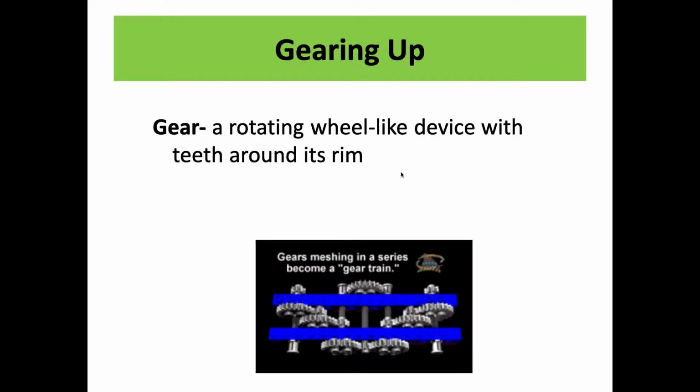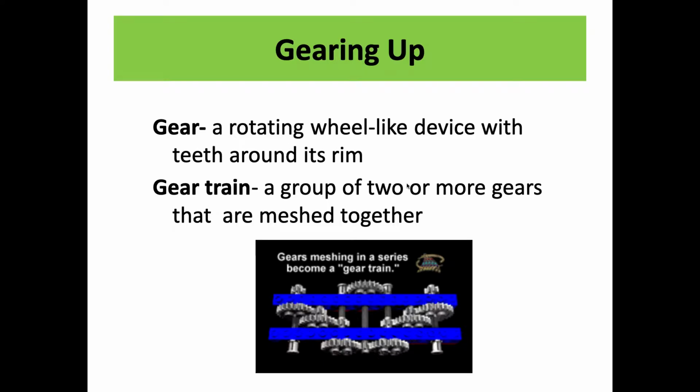Today we're going to do lesson 4 on gears. So gears are going to be a rotating wheel-like device with teeth around its rim, and a gear train is 2 or more of these gears connected together.